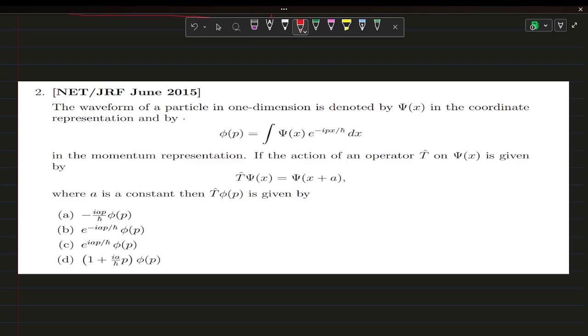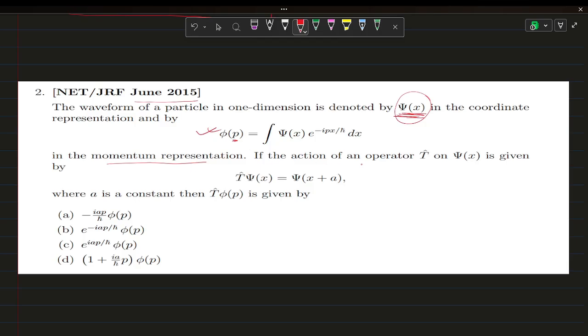Now the next question, which was asked in June 2015, is: the wave function of a particle in one dimension is denoted by ψ(x) in the coordinate representation and by φ(p) in the momentum representation. This is in the real space representation, you can say, in the coordinate representation, and this is in the momentum representation represented by p, of the particle in one dimension.